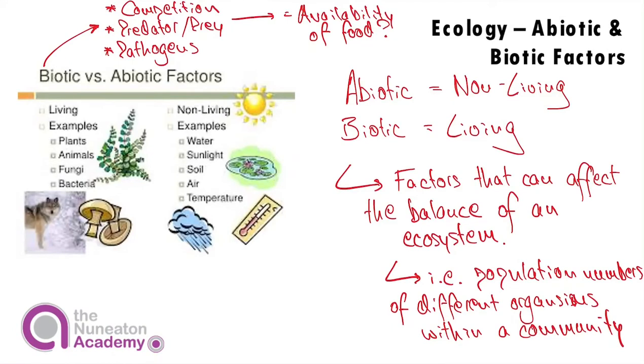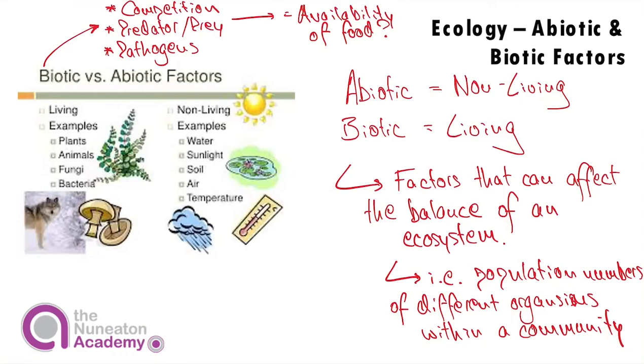In the second lesson of this unit of work on ecology, you'll have been looking at abiotic and biotic factors. Now, in the first lesson, you will have looked at the fact that an ecosystem is often at equilibrium or stable. It's balanced. Population numbers might go up and down over time, but overall they stay at a relatively constant level. Now, abiotic and biotic factors are things that can affect the balance of an ecosystem. So, in a nutshell, they are things that can affect population numbers of different organisms within a community.